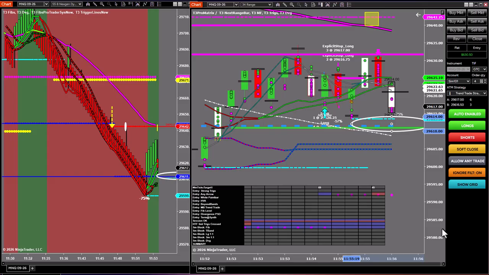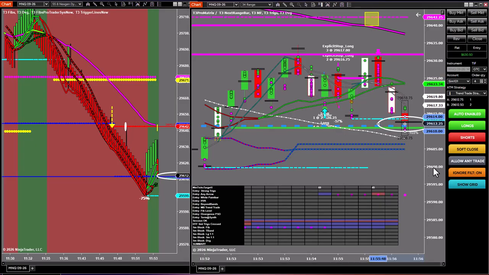So I'll put my ignore filter on. We don't have any filters, but this is where a fib / divergence pivot stop out trade should happen to the upside if it's going to happen.